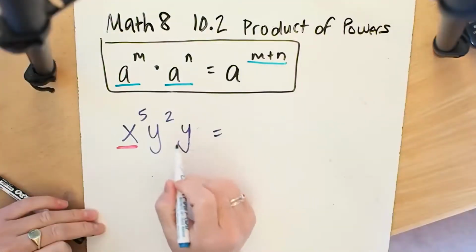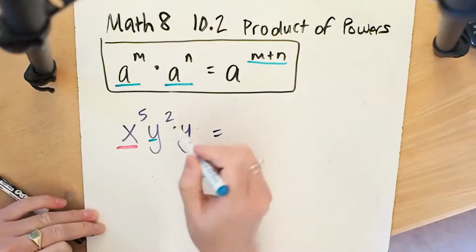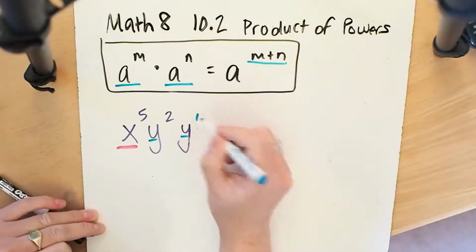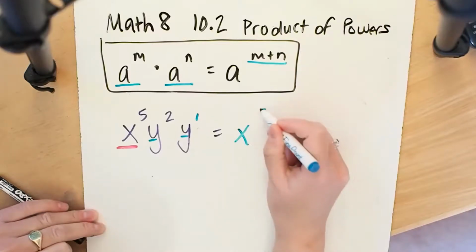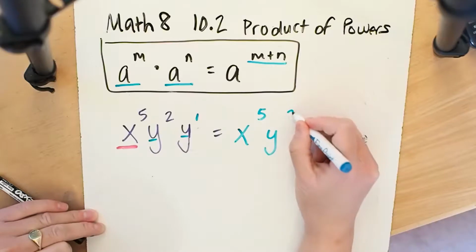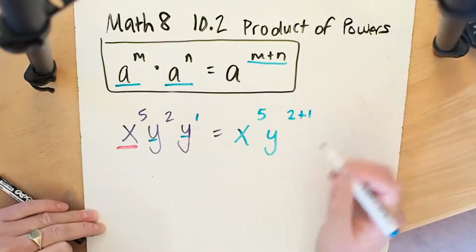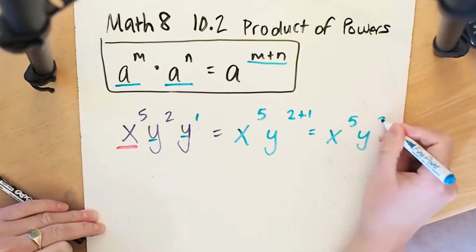For y, we have 2 exponential expressions that have y. This one has an exponent of 2, this one has an exponent of 1. When we rewrite this, nothing can happen to the x, but you can combine the exponents of the y to say this is the same thing as y to the 2 plus 1, or y to the 3.